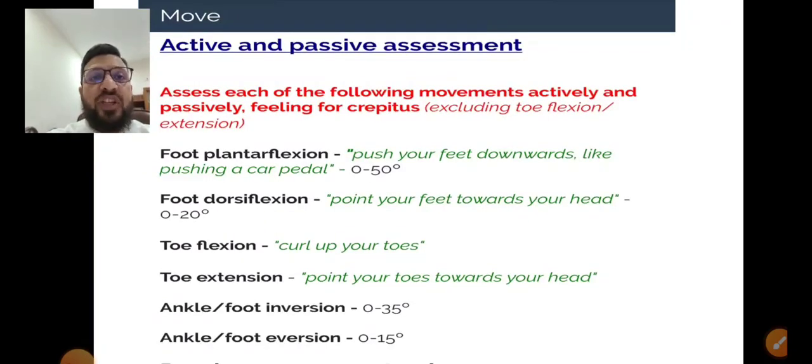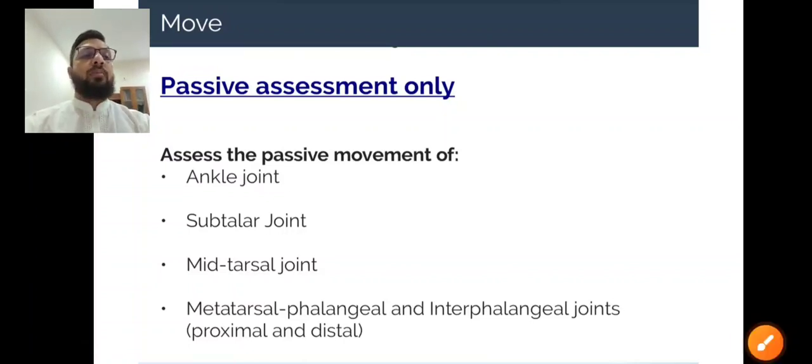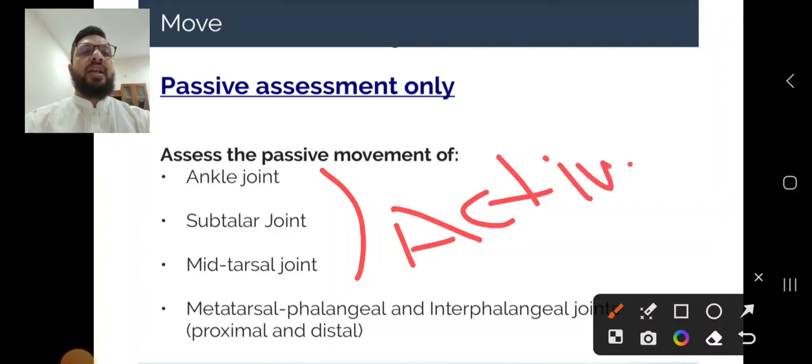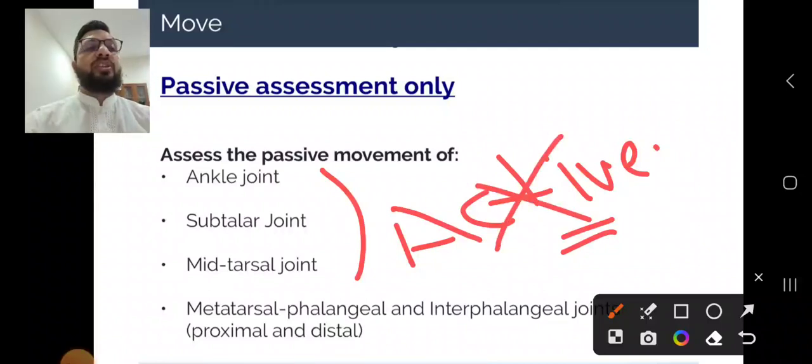So toe flexion, toe extension, ankle foot inversion, eversion, these are the active movements. Passive movements of the ankle joint, subtalar joint, and mid-tarsal joint. At these 3 joints you will perform these passive movements, but you will not need to perform any active movement at these joints. At the ankle joint, subtalar joint and mid-tarsal joint, you will perform only passive movements, no active movements.